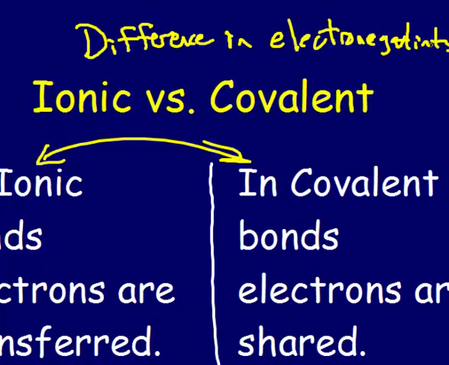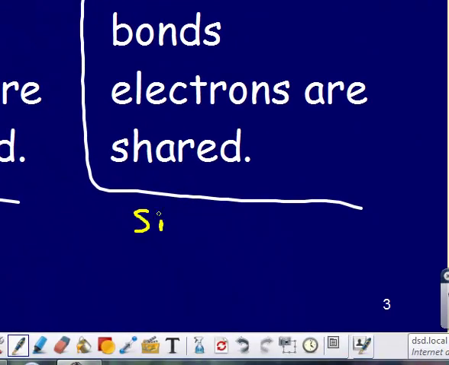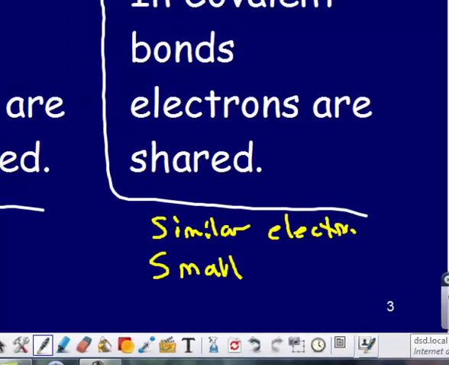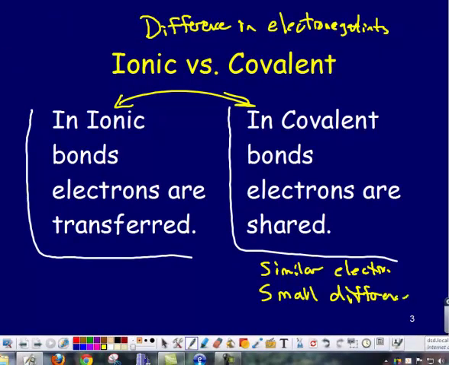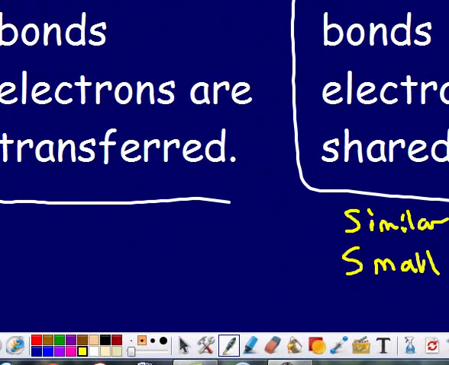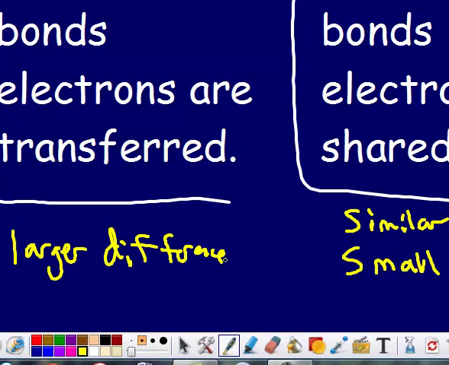Which one pulls harder? Well, in covalent bonds, they tend to have similar electronegativities, which means you're going to have a small difference in electronegativity. In ionic bonds, you're going to have a larger difference in electronegativity. So are covalent and ionic bonds that different, that you can give them two distinct definitions like you did when you were young? Well, not really. What it has to do with is which one is pulling on the electrons harder in the bond, which one has a higher electronegativity, and then the difference between the two atoms' electronegativity.